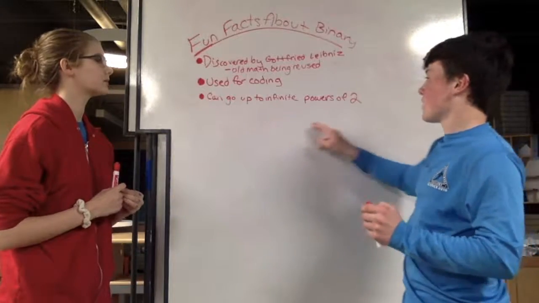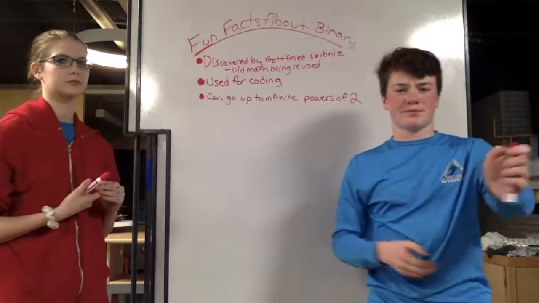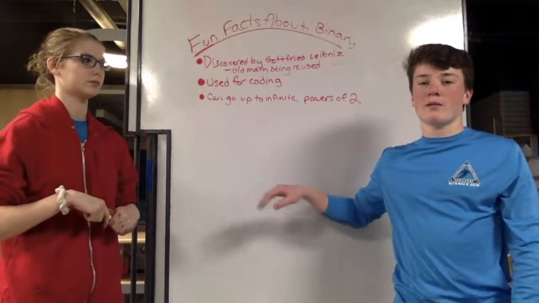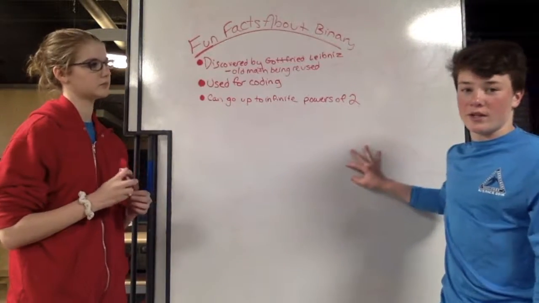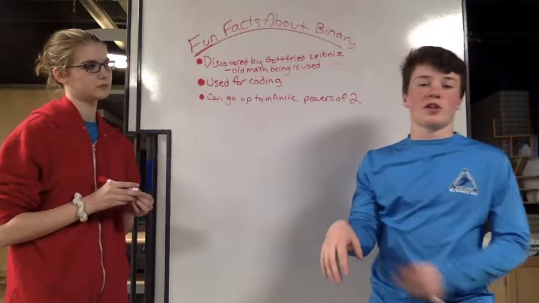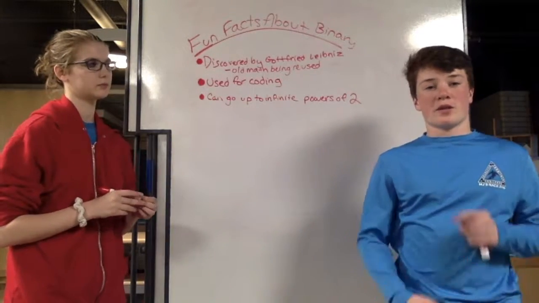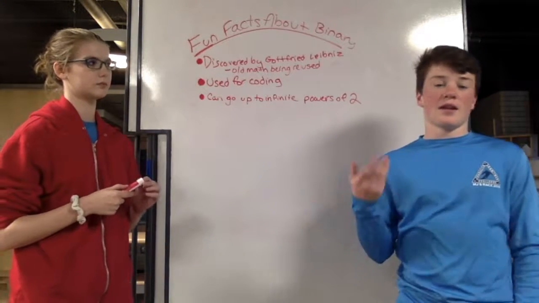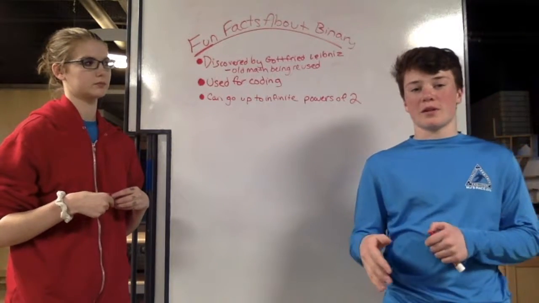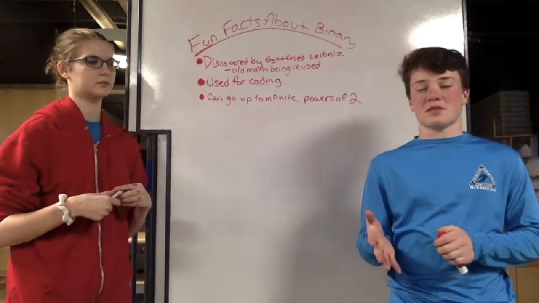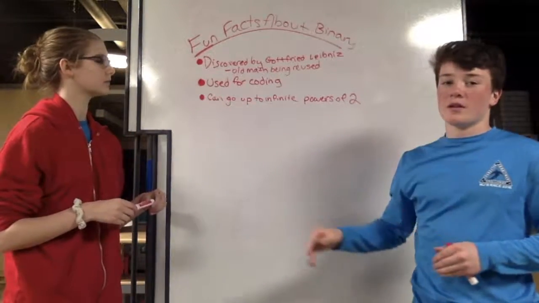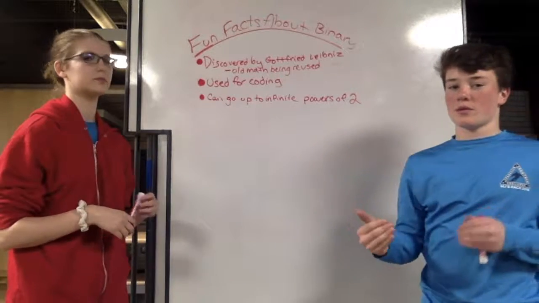And you can go up to infinite powers of 2. If you ever notice, the binary numbers are a lot longer than the decimal numbers. So when you're converting, you can get binary numbers up to like the 16th power and keep going for like thousands in the decimal system. So the numbers in the binary number system can be a lot longer than the other ones.